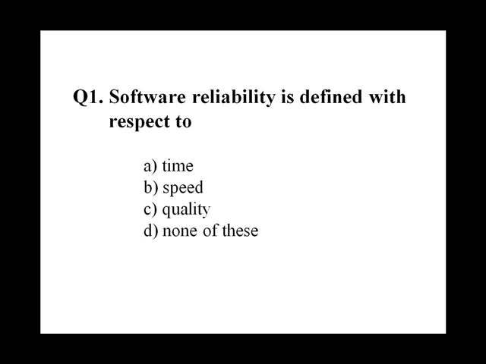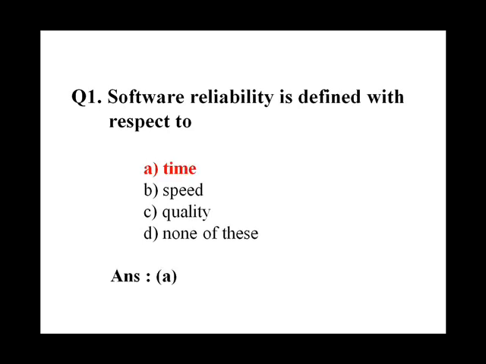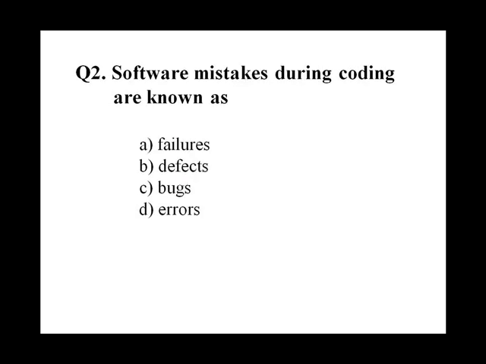Software reliability is defined with respect to: the options are time, speed, quality, none of these. The correct option is time. The second question: software mistakes during coding are known as. The options are failures, defects, bugs, errors. The correct option is bugs.